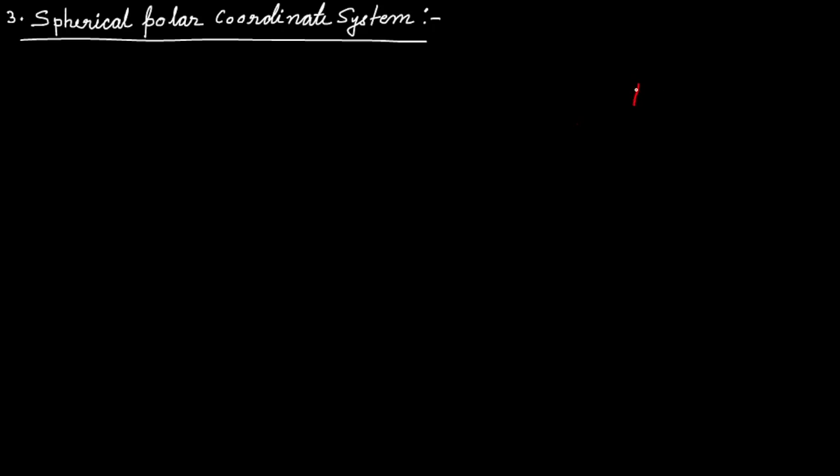Let's say this is the z-axis, this is the y-axis, and this is the x-axis. Okay, x-axis, y-axis, and z-axis. And this is the origin of this coordinate system, let's say O. It has coordinates 0, 0, 0.